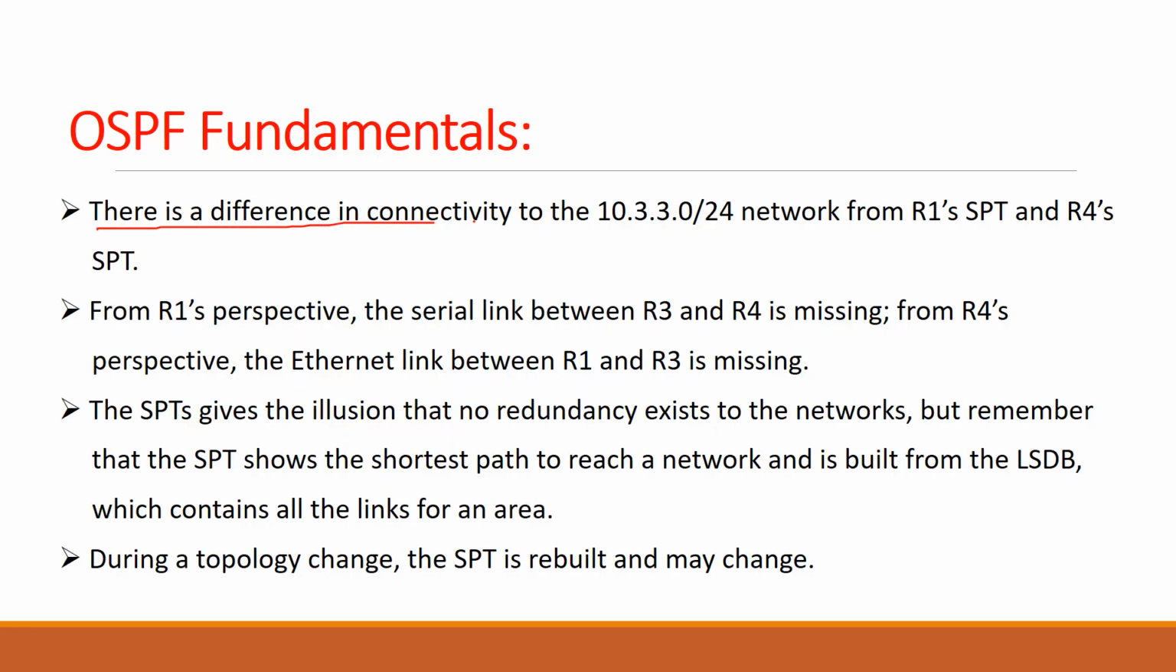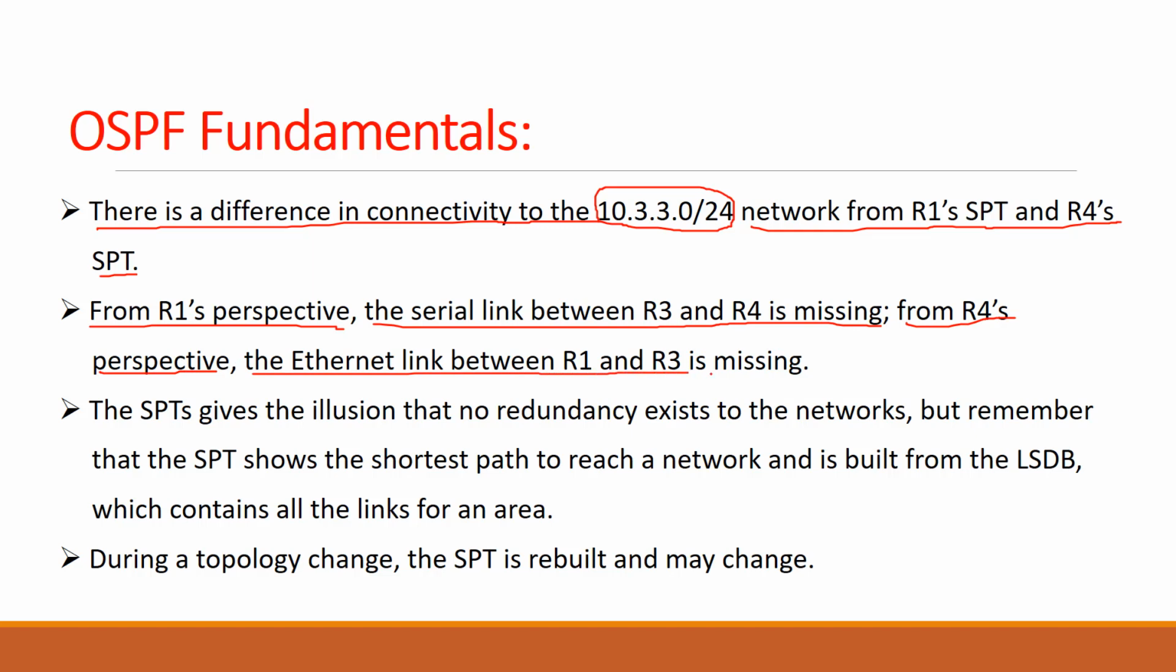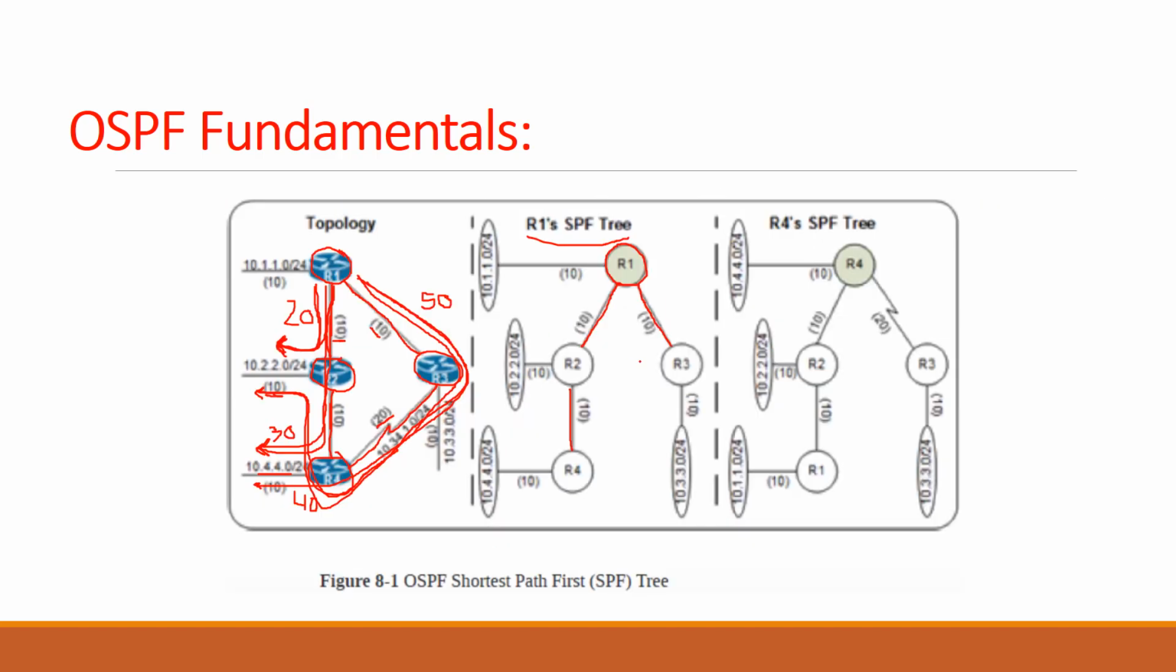There is a difference in connectivity to the subnet 10.3.3.0/24 network from R1's shortest path first tree and R4's shortest path first tree. From R1's perspective, the serial link between R3 and R4 is missing. From R4's perspective, the Ethernet link between R1 and R3 is missing, as we mentioned here. This one is missing, and this one is missing, from R1's perspective and R4's perspective, respectively.